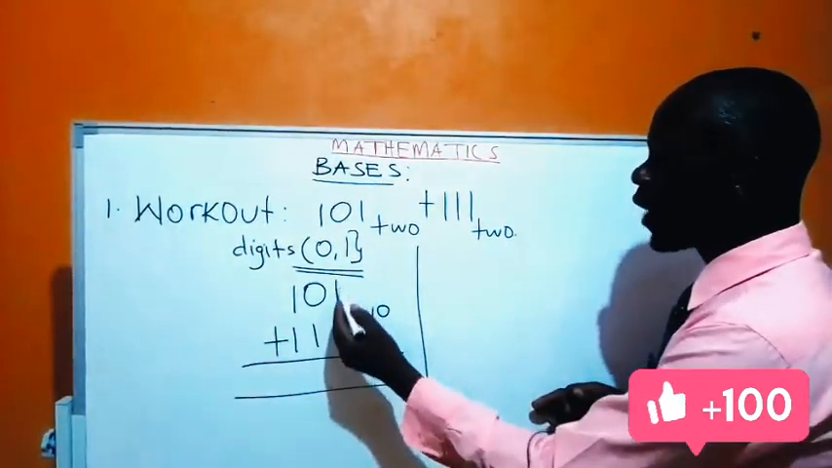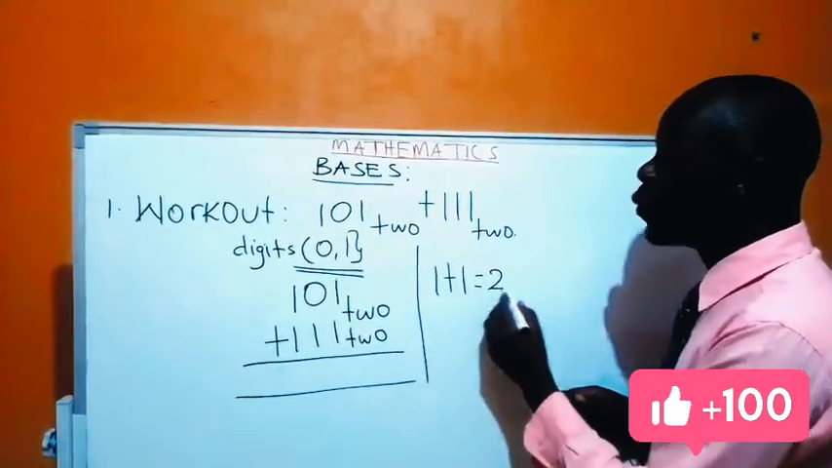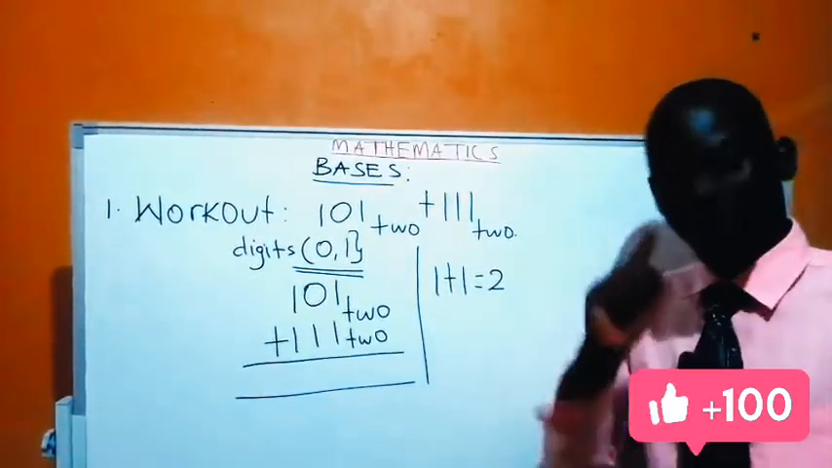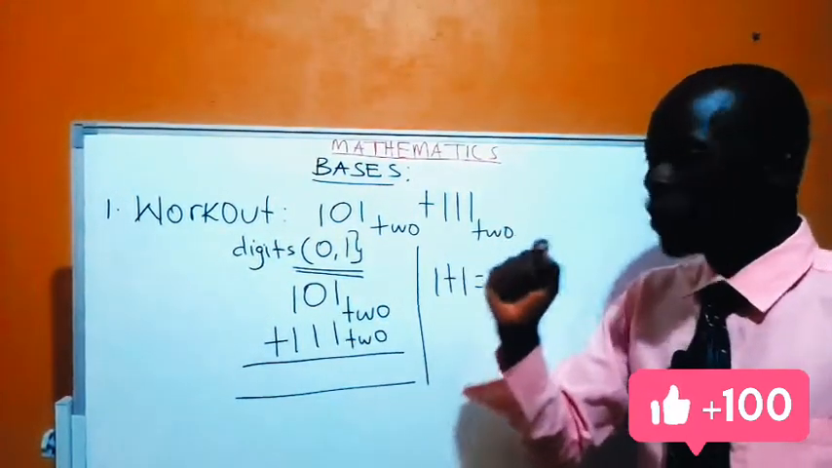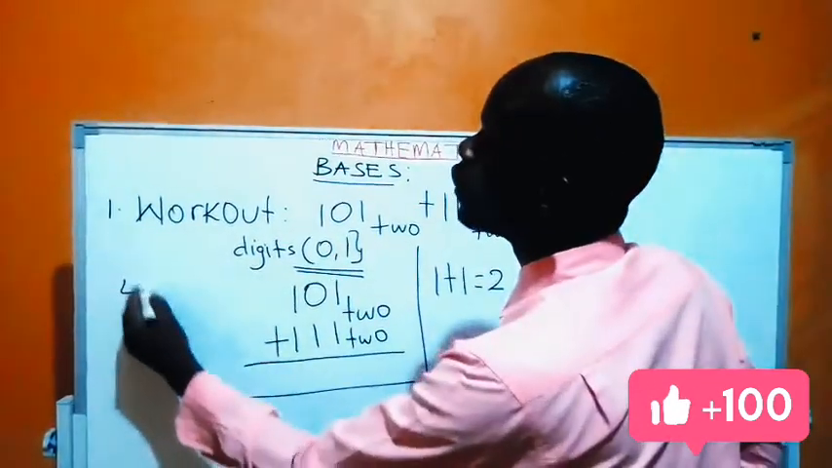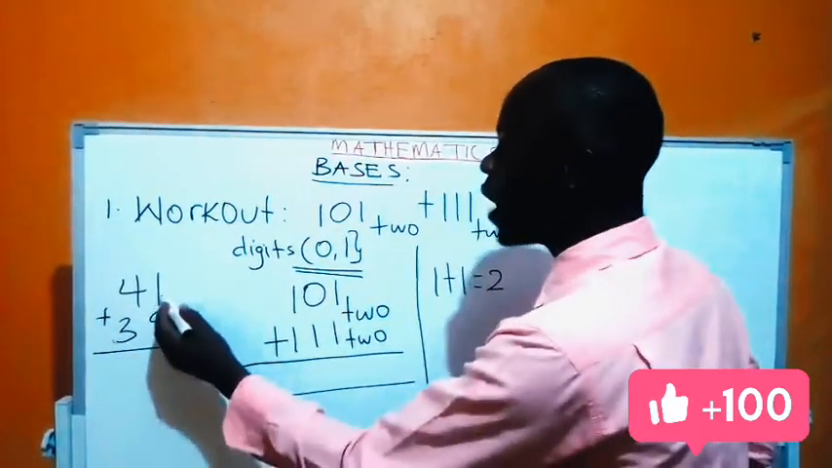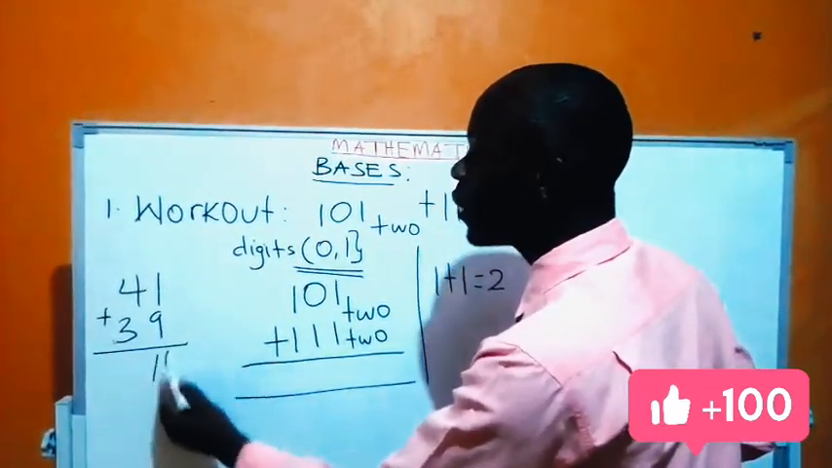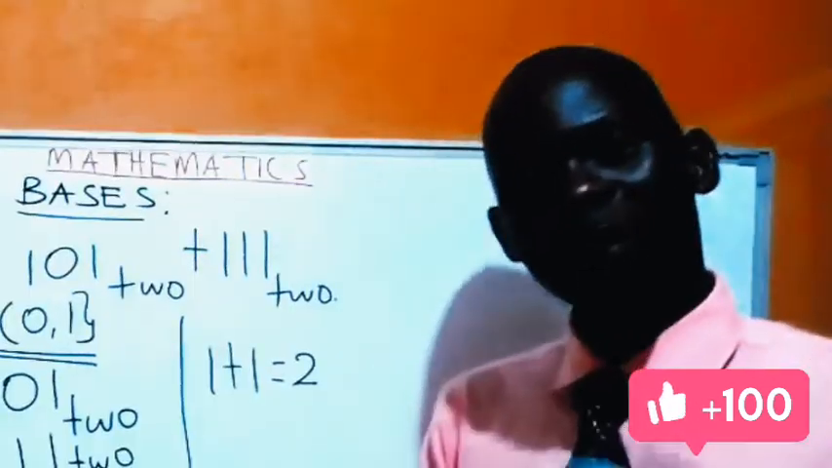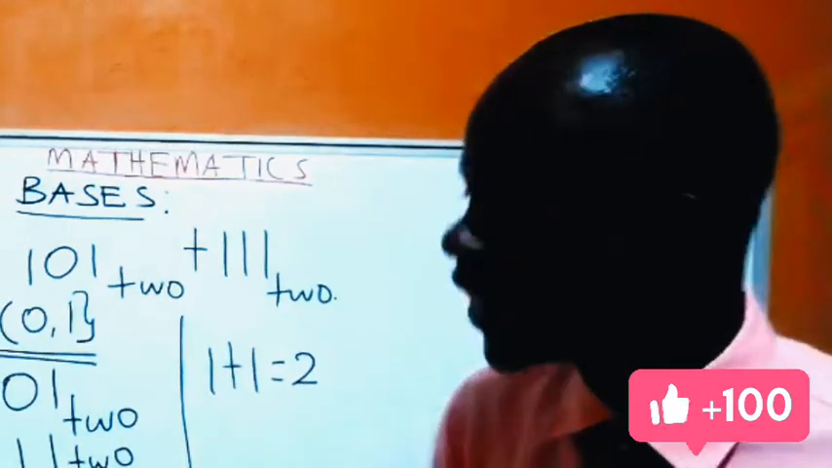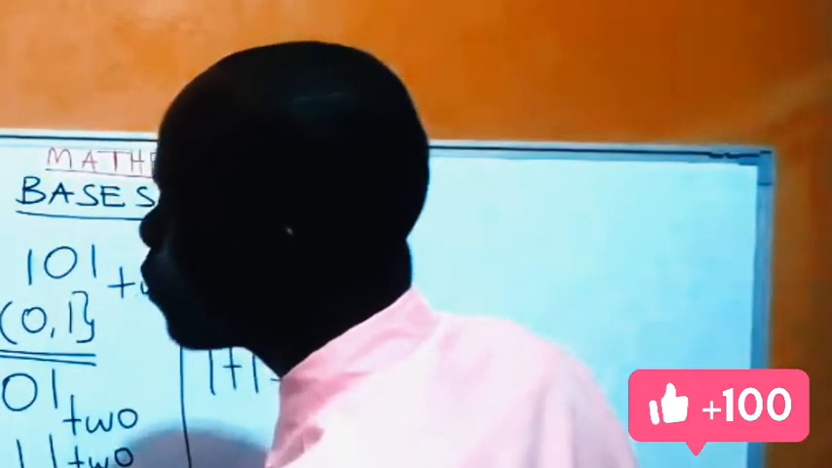So, what is 1 plus 1? When you say 1 plus 1, you will get 2. But remember, I said 2 is not written under base 2. Just as you can see, for example, when they say 41 plus 39, 1 plus 9 is 10. Do you write here 10 according to what you have been doing from primary 1, primary 2? We don't write 10. You write 0, because out of 10 you write 0 and you regroup 1.